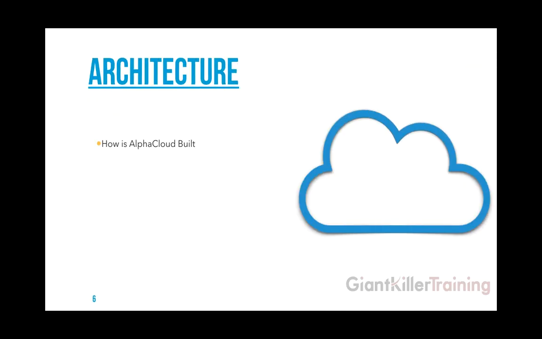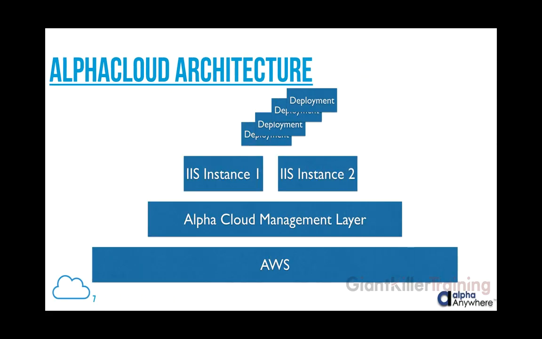Now, I want to go over a few slides on what the architecture of Alpha Cloud looks like. So Alpha Cloud currently is built on top of AWS, and that's our current platform, although it is architected to be able to work on other cloud platforms. There's something called the Alpha Cloud management layer. It's something you're going to interact with, but you're never really going to see because it's taken care of through point and click type screens. But what happens is that we have a whole layer of capabilities that is built on top of it to automate all of these things we need to do.